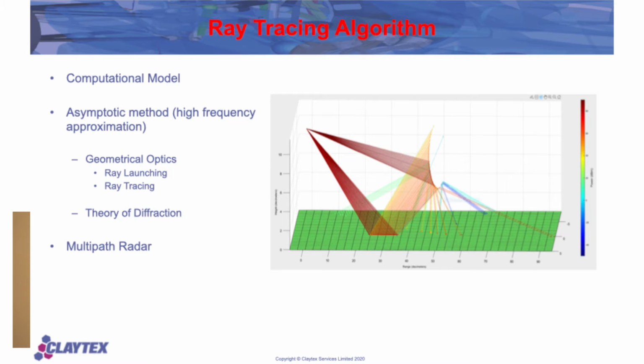It's based on geometrical optics, which considers the wave that's being propagated as rays, and so you have a first phase where you launch the rays, and then a second phase where you trace all the rays in your virtual world in rFpro, and you try to keep track of everything. And it also includes a theory of diffraction, which is not part of the geometrical optics. And we're going to talk briefly about Multipath Radar to work on what we've seen before.